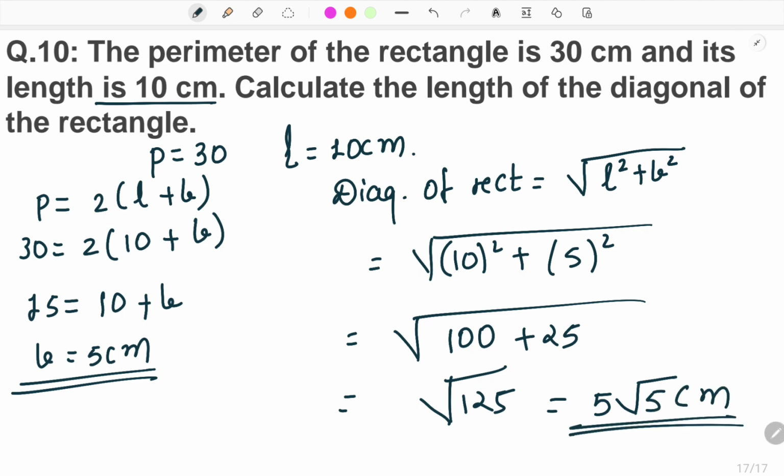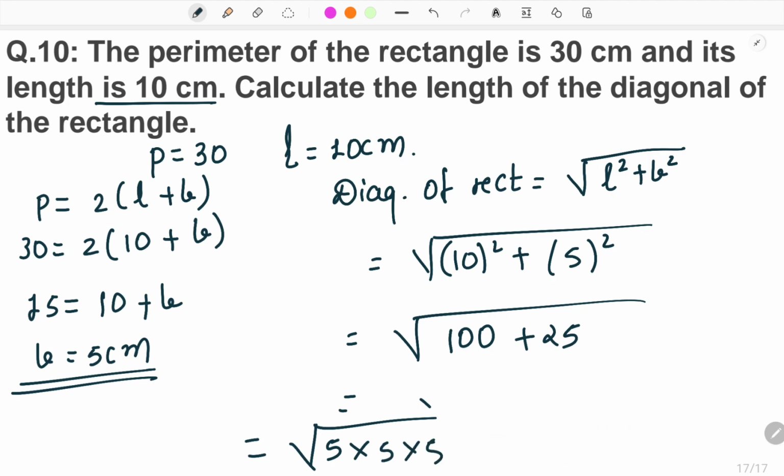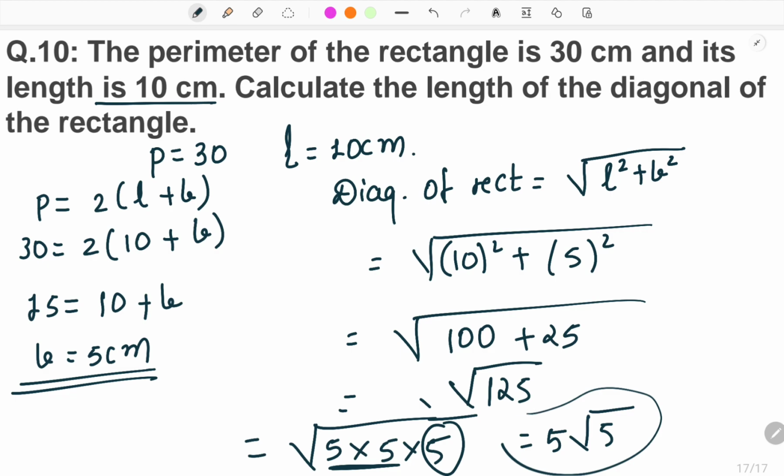If you don't know how this answer has come, look here. Can I write this under root of 125 as 5 into 5 into 5? Yes. Okay. So when there are two common same values, that is 5 into 5, simply you can take one out of it. And under root of 5 will remain as it is. So 5 under root of 5 is the answer for the given question.